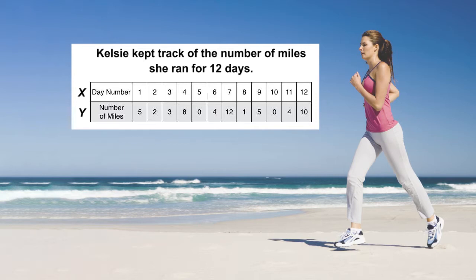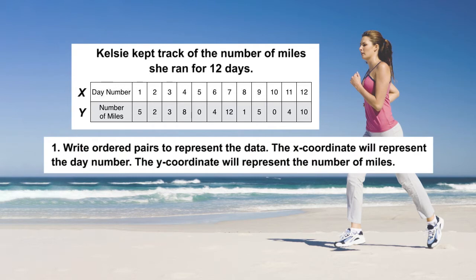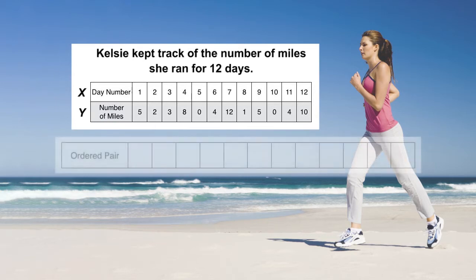There are 3 parts to this task. The first part is to write the ordered pairs to represent the data. The x-coordinate will represent the day number. The y-coordinate will represent the number of miles. Let's begin with part 1. Write the ordered pairs to represent the data. A good way to organize the data is to place it in a table like this one.